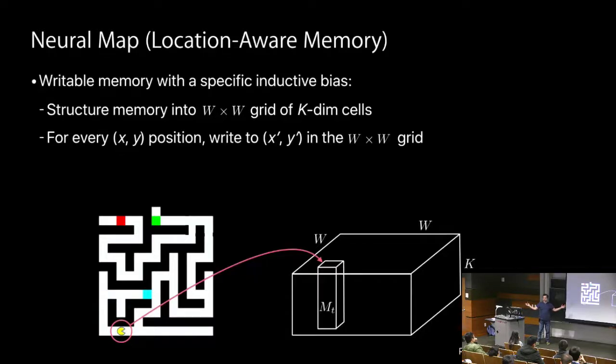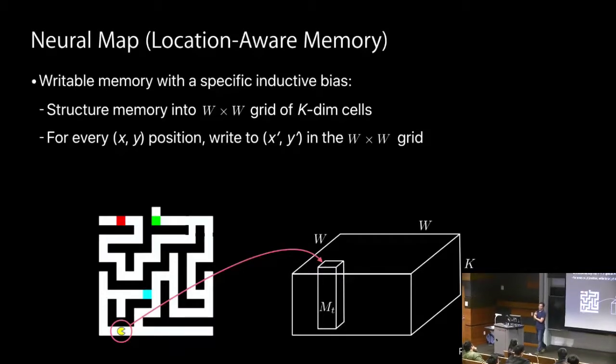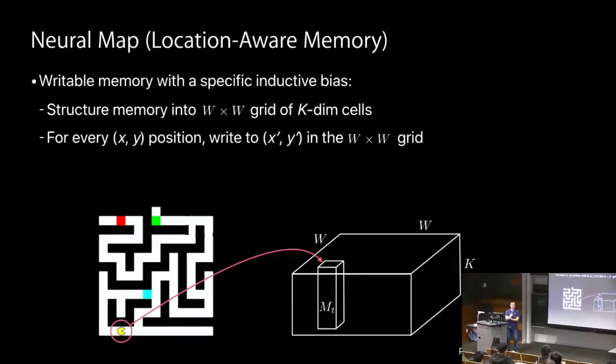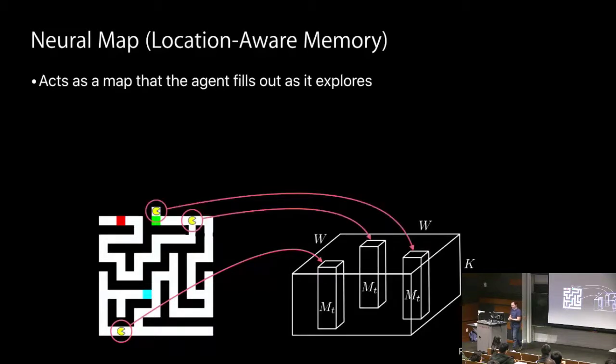So what we're going to be doing here is we're not going to be doing a distributed write, but we're going to be doing a location-specific write operation, which substantially improves the stability of the algorithm, right? But it comes with an additional prior knowledge that we have to know the location, right? This is like there is no free lunch. So whatever we do, we have to put either some kind of prior knowledge or something. And so basically it acts as a map of the agent, which fills out as it explores the environment. Okay?